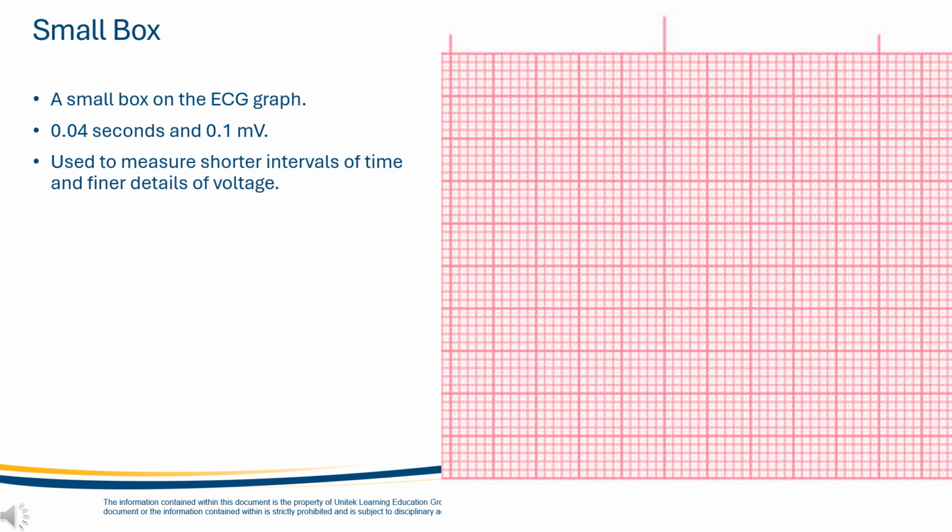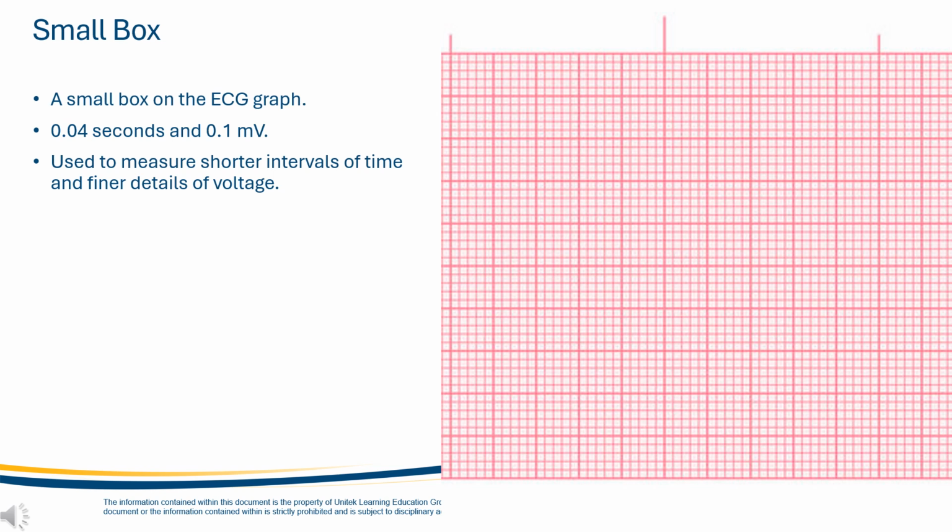The PR interval should be between 0.12 and 0.2 seconds, or 3 to 5 small boxes. This very precise measurement can help us to identify conditions such as first-degree heart block. QRS duration, well, that's very critical for diagnosing bundle branch blocks. Normally, the QRS duration is between 0.06 and 0.12 seconds, and that's 1.5 to 3 small boxes. So we really need to use the small boxes to accurately measure the QRS duration.